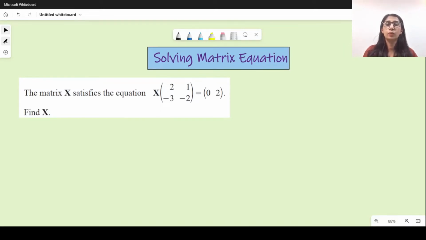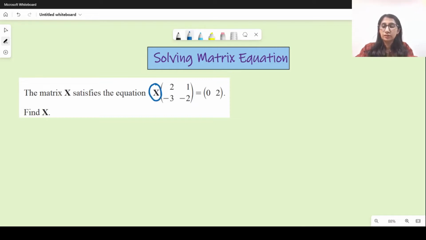In this lesson, we're discussing how to solve matrix equations. So we see a question in front of us. Let's start. Okay, so the matrix X satisfies this equation. Find X. So we need to make X the subject.